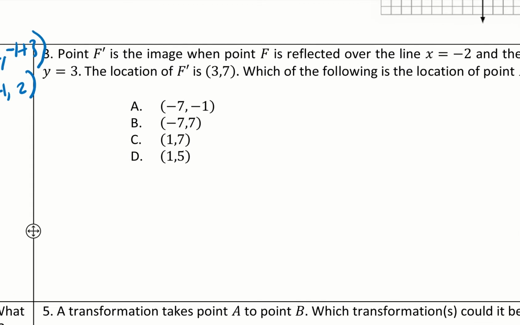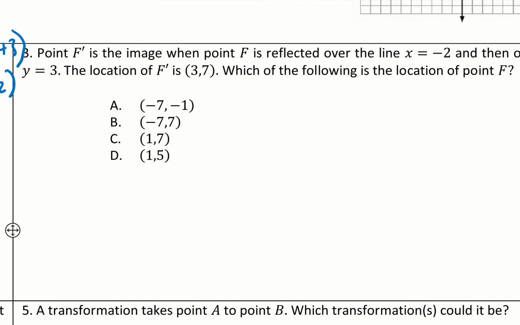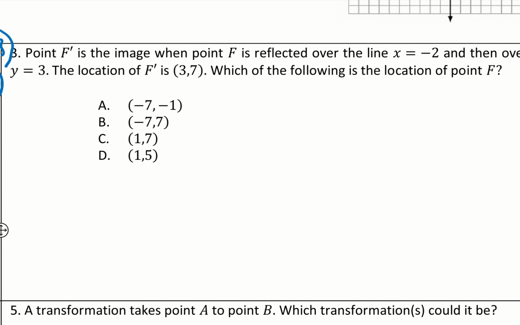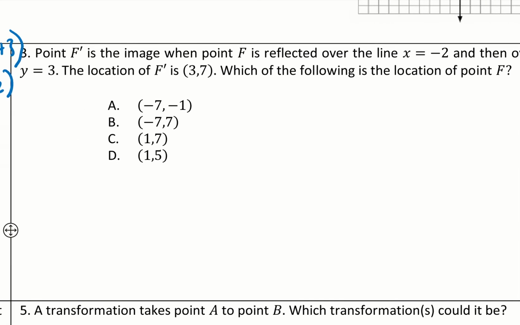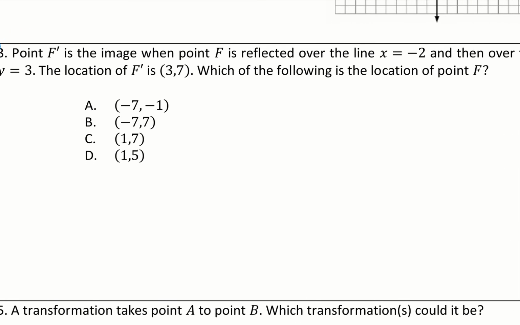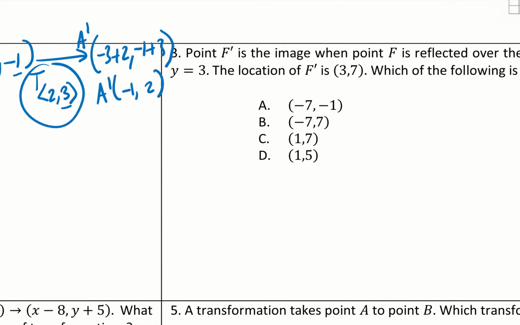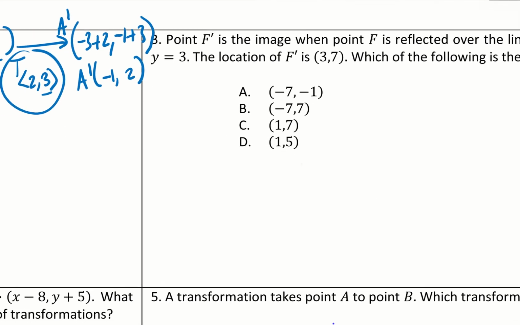For the next problem, number 3, it says point F' is the image when point F is reflected over x = -2, and then over the line y = 3. The location of F' is (3, 7). Which of the following is the location of point F? Okay, so let's go ahead and draw this out. It's easier to draw it. But first, I'm going to show you what's happening here.